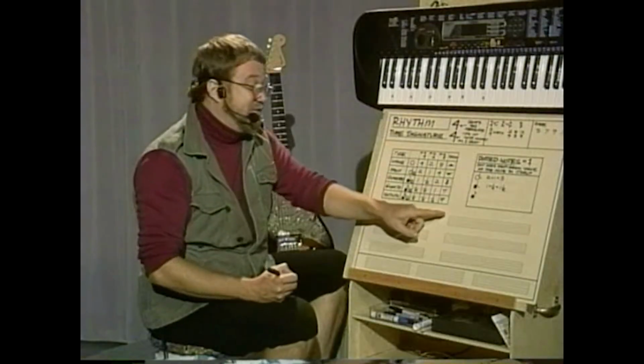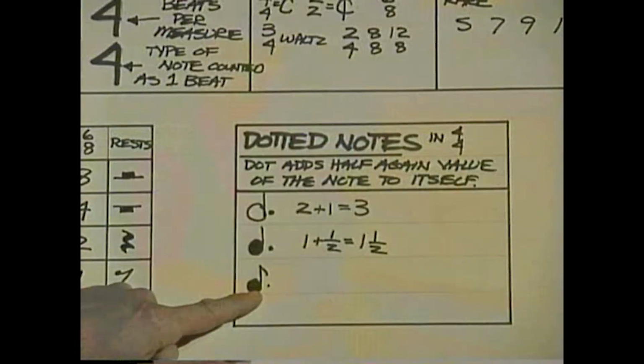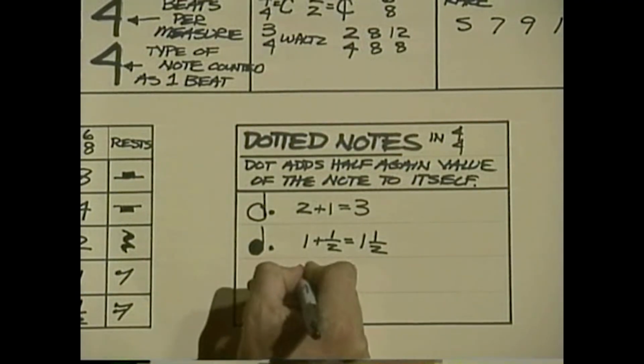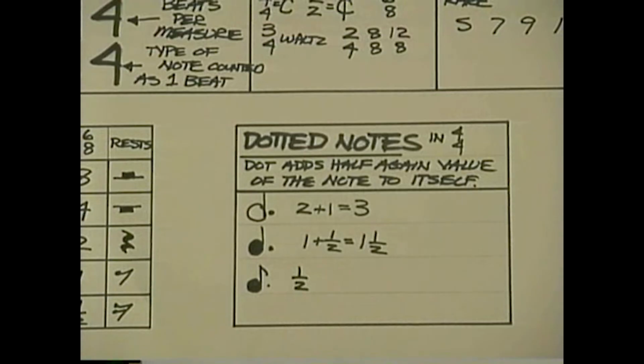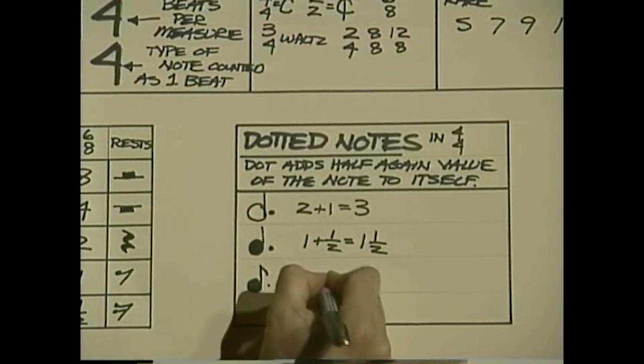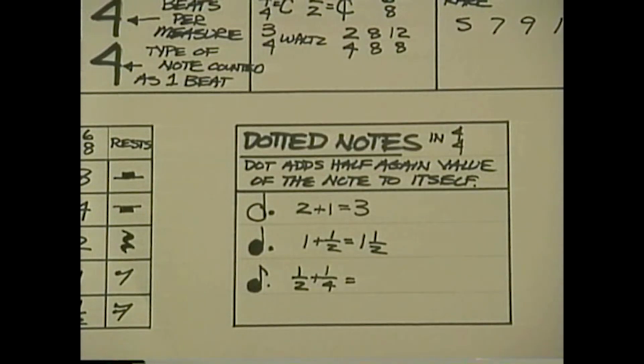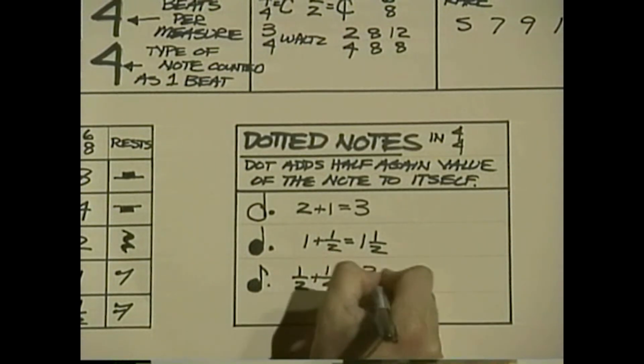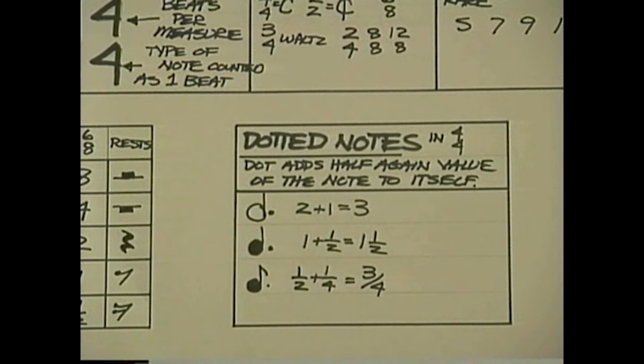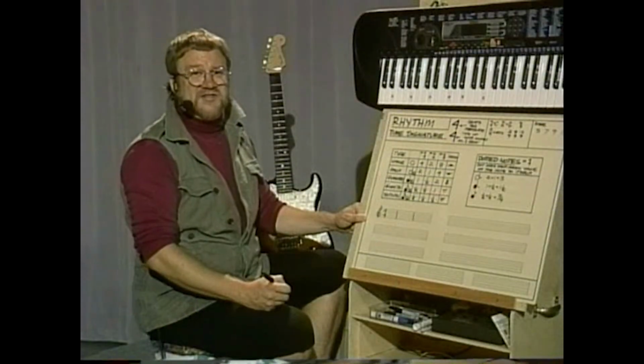How about a dotted eighth note in 4/4? Well, as you know, an eighth note in 4/4 lasts for a half a beat. Half of a half is a quarter. So a dotted eighth note in 4/4 time equals 3/4 of a beat. See what I mean? That's what the dot does.